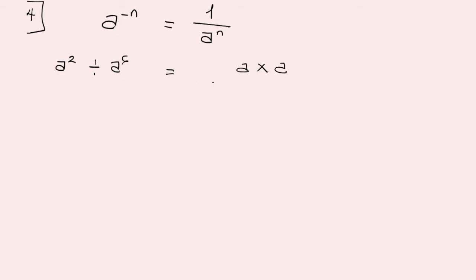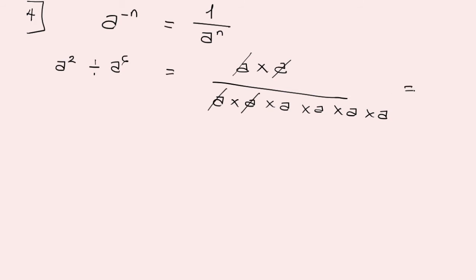So the fourth law we'll be talking about says that a raised to power minus n is equal to 1 over a raised to power n. So if we take an example such as a squared divided by a raised to power 6. Now what this is saying is that a times a, which is a squared, divided by a times a times a times a times a times a. So a cancels out a, and we're left with 1 over a raised to power 4.